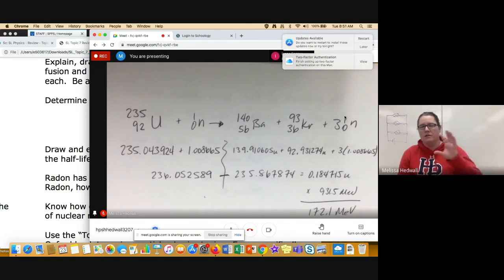It's not what we're going to calculate with what's happening here, because that is very, very unstable. It's only there momentarily, and then this is our final product with the barium-140 and the krypton-93, and then 3 neutrons being released.